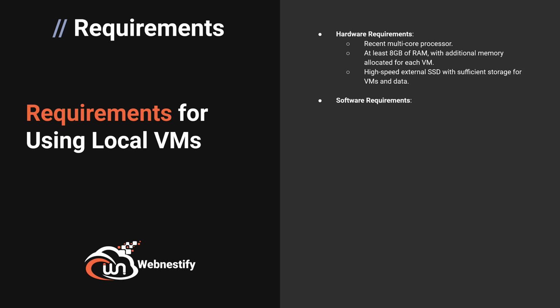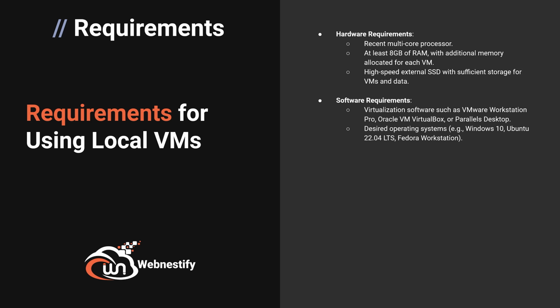There are some software requirements. Virtualization software such as VMware Workstation Pro or open source Oracle VM VirtualBox, which can run on Windows, Linux, or Parallels Desktop, which you can run on macOS systems. Then you will need to choose your desired operating system for the virtual machine. It can be either Windows 10, Ubuntu 22.04 desktop, or Fedora Workstation. The choice is yours, but in this tutorial I will be using Windows 10 Enterprise LTSC for IoT devices.